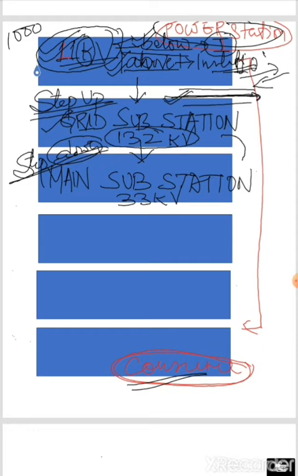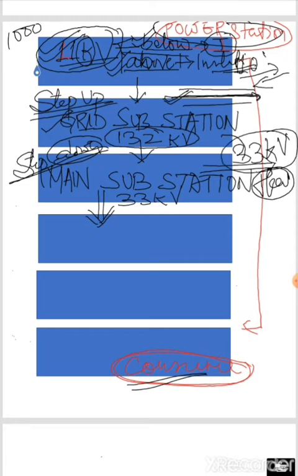All right. Now from the main substation, it is supplied in two directions or two ways. One here I'm drawing on the right side of the rectangular box, and one towards the next rectangular box. Now here 33 kilovolt is supplied to heavy industries. So 33 kilovolt of energy or power is supplied to heavy industries.